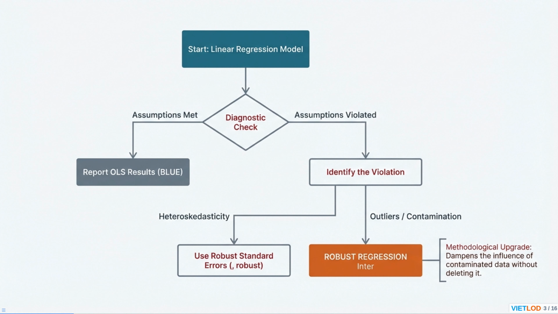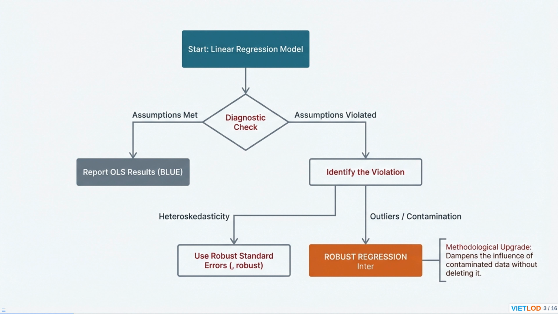This flowchart outlines a critical decision-making process when working with linear regression models. We always begin by running a diagnostic check after fitting our initial OLS model. If the classical OLS assumptions are met, we can confidently report our OLS results. However, if assumptions are violated, we must identify the specific type of violation.